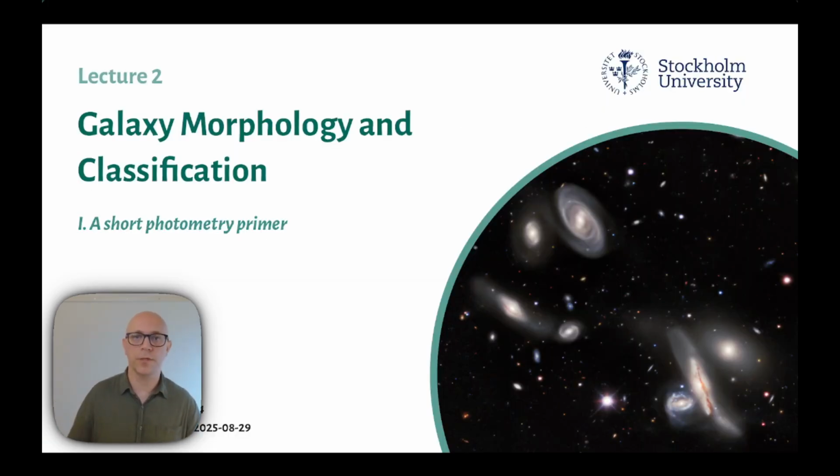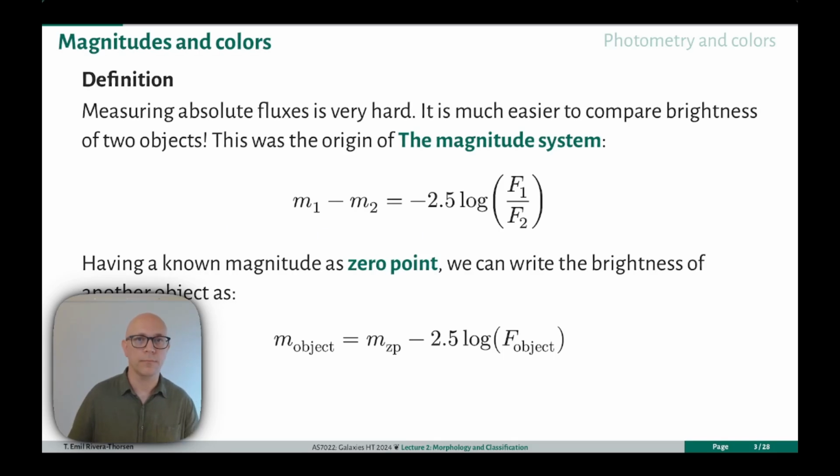But first, the short photometry primer. Measuring absolute fluxes is hard, particularly in older times when we didn't have electronic devices to measure them with, such as modern times CCDs. What is much easier is to compare the brightness of two objects. And that's basically the origin of the magnitude system that we still use to this day. In its original, most primitive incarnation, it was simply a matter of astronomers with the naked eye assigning a number to various stars based on how bright they seemed in the sky compared to each other.